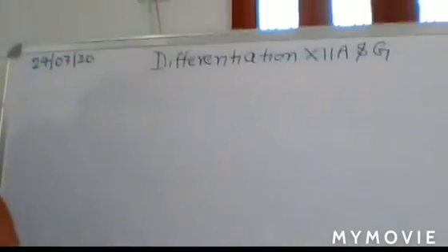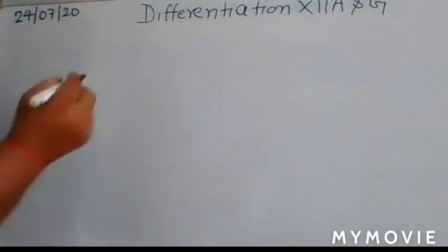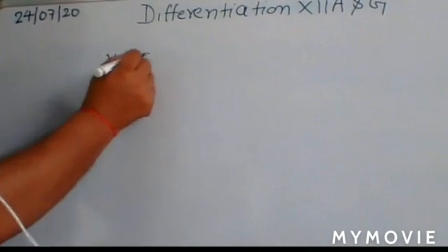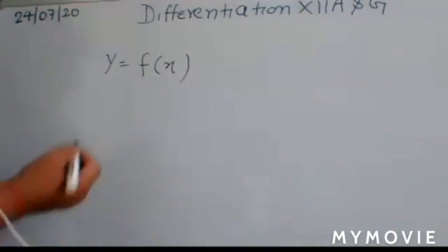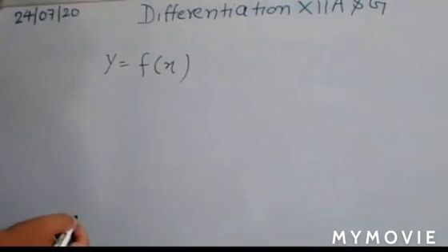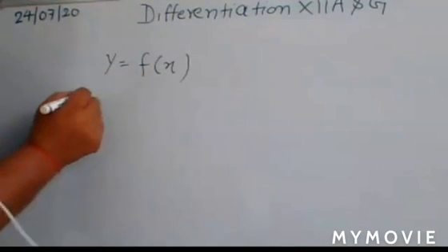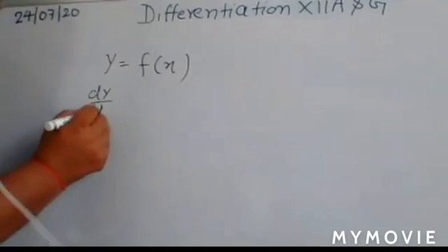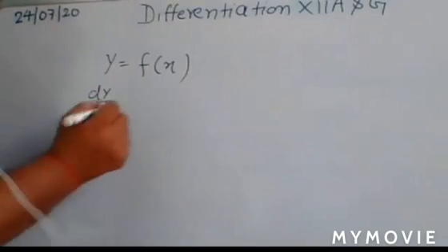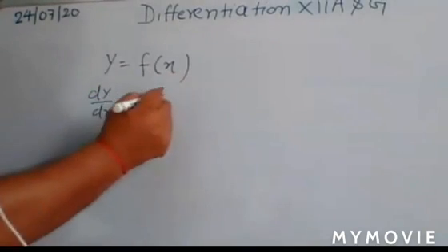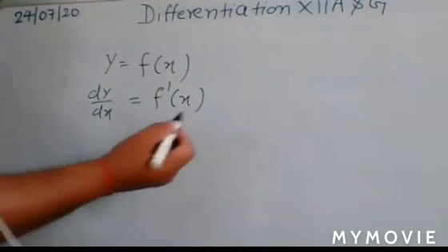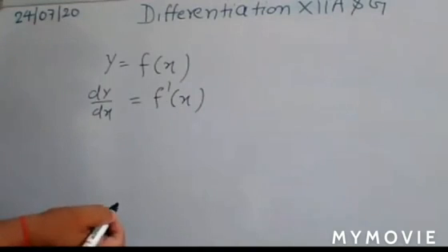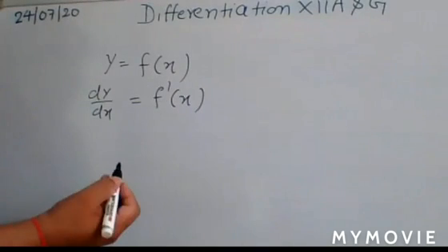Suppose you have any function y is equal to f(x), understand? If I say that you only have to differentiate it with respect to x, so no doubt here you write dy by dx, and this side you write f dash x. That is known as the first derivative.